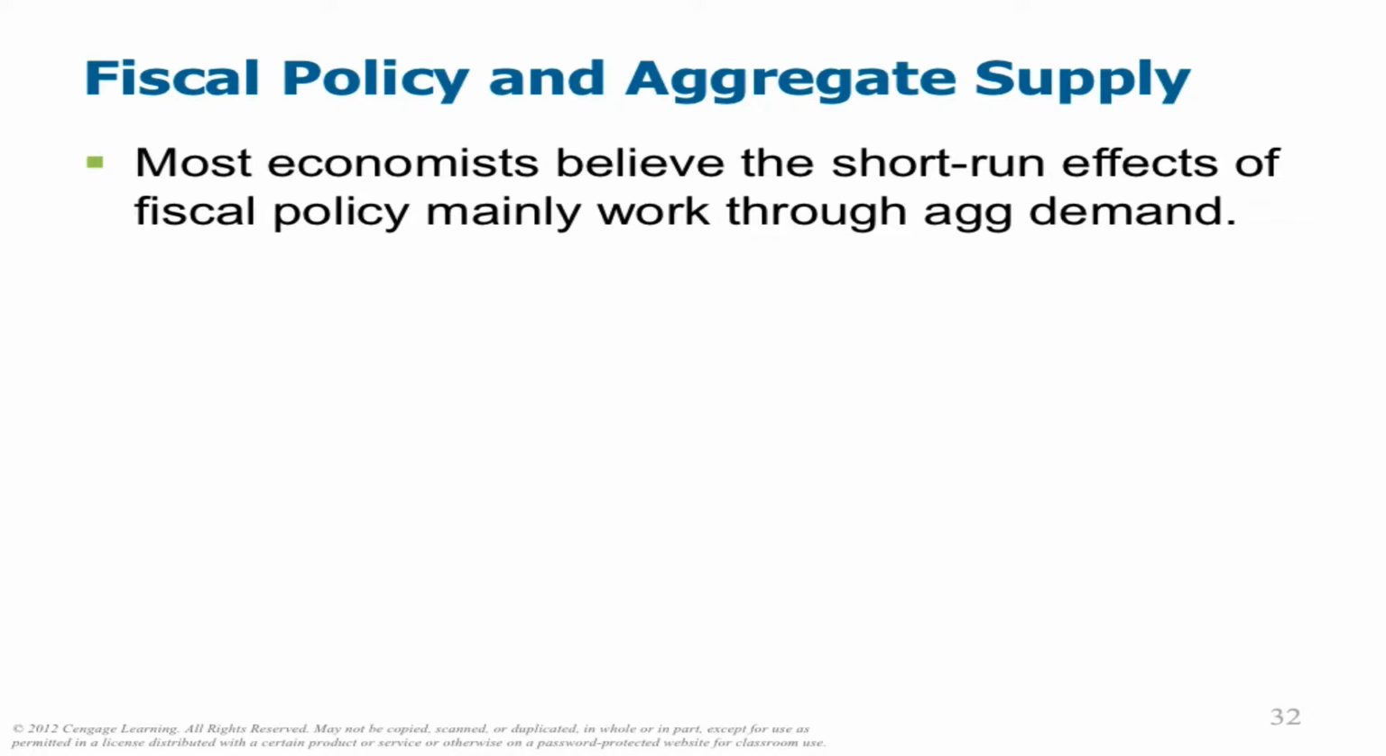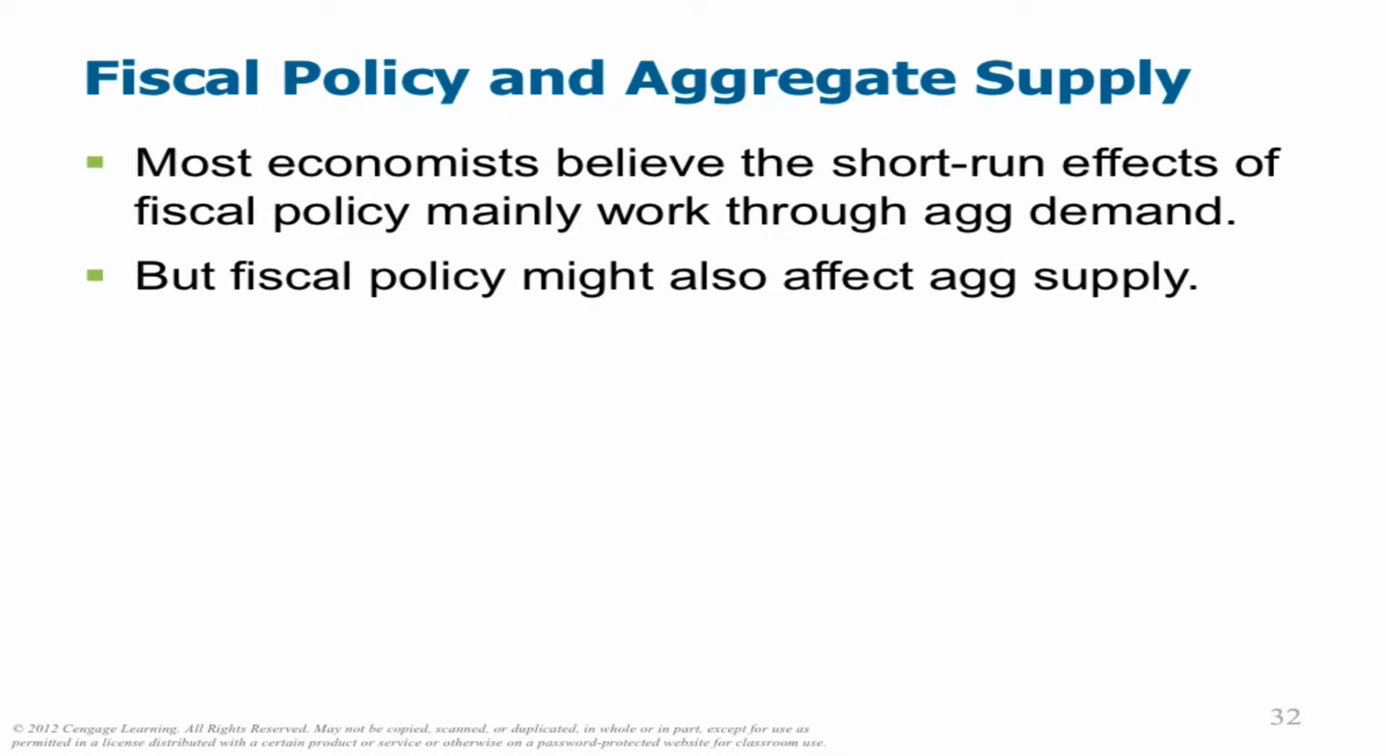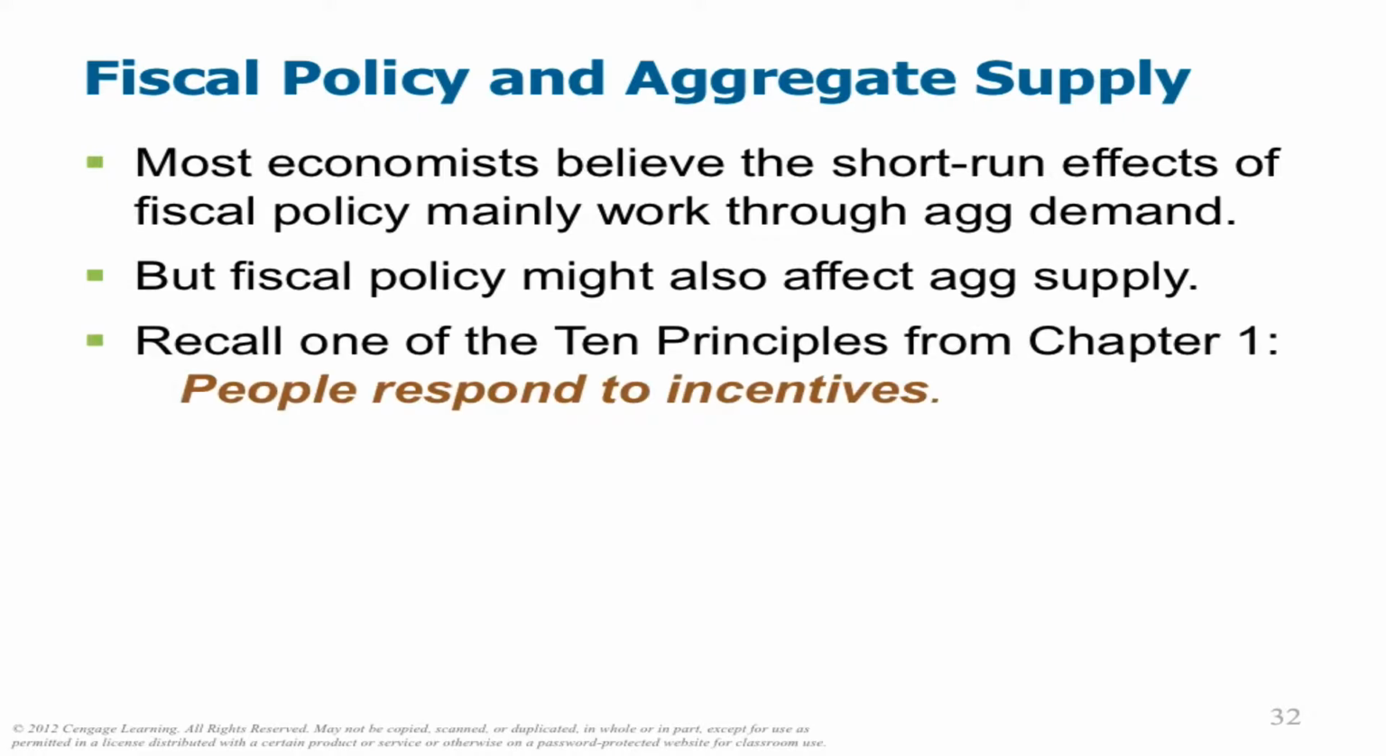All right, so short run, fiscal policy affects aggregate demand. We know that. Almost everybody agrees on that. There's always that one guy, right? So we have to say almost everybody. It may also affect aggregate supply. Does it? Does it not? It depends. People respond to incentives.